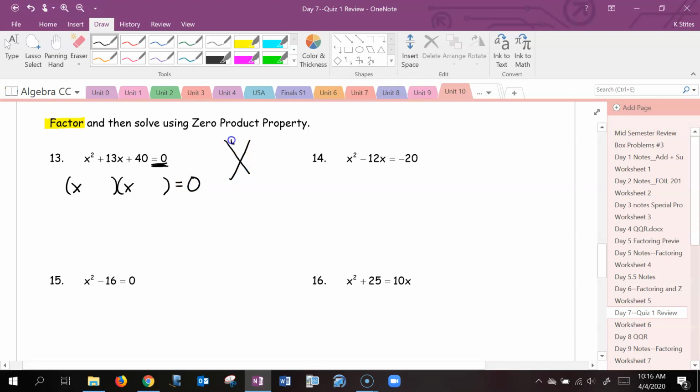Multiplies to 40, adds to 13. Those numbers are both going to be positives because we're multiplying to a positive and we're adding to a positive, and it should be 8 and 5. Okay, so that's the factor step. Now we will solve it. So to solve, we set each piece equal to 0.